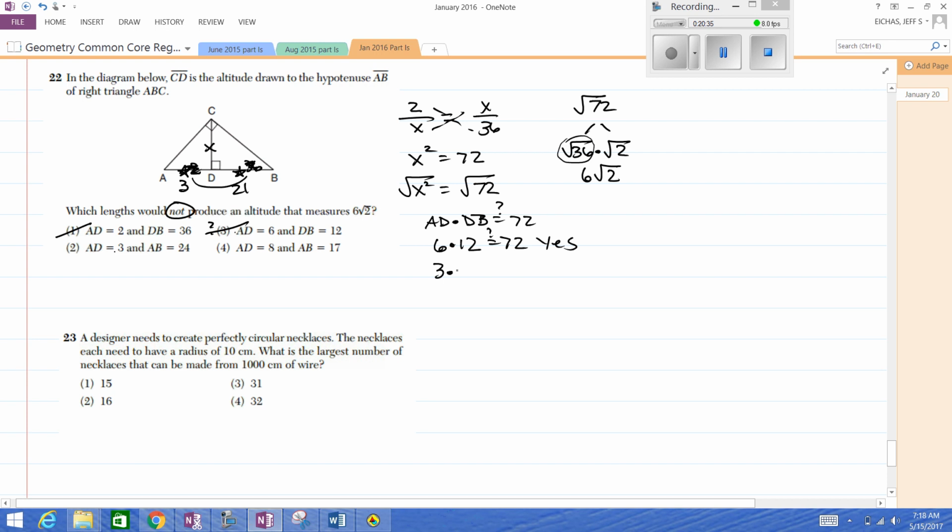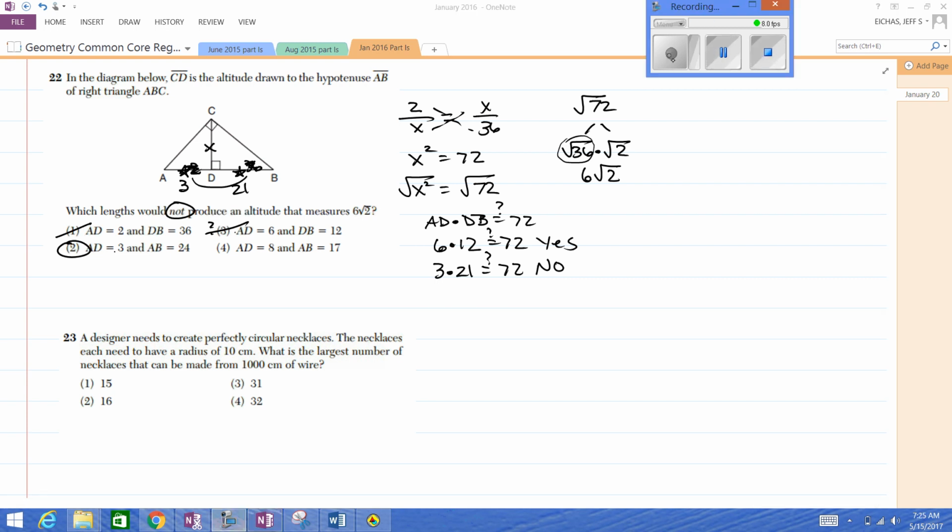Is 3 times 21 equal to 72? The answer is going to be no. So it's a little bit of a trick there they were looking to get you on. All right, so next one.